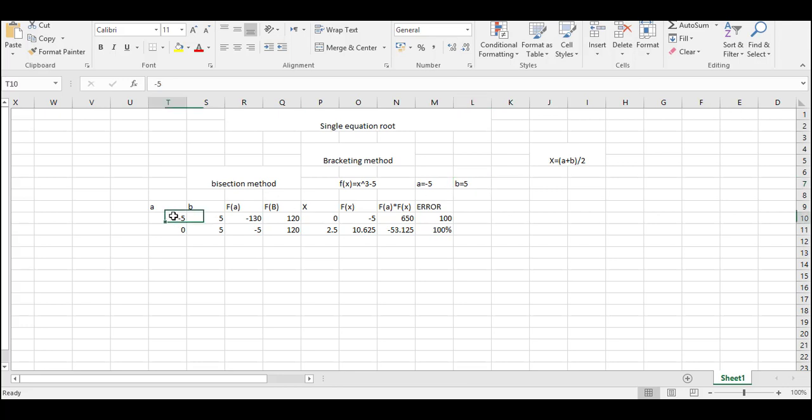We get the function of a by substituting instead of x in this equation, and the same for the function of b. And here is the problem: how to get x? x equals a plus b divided by 2. I mean, we will get the mean value between the terminals of the root.